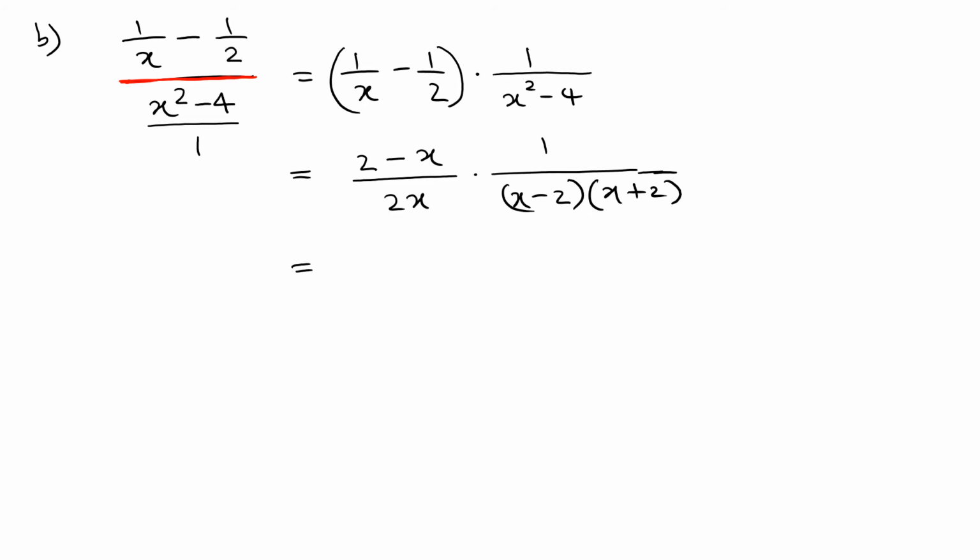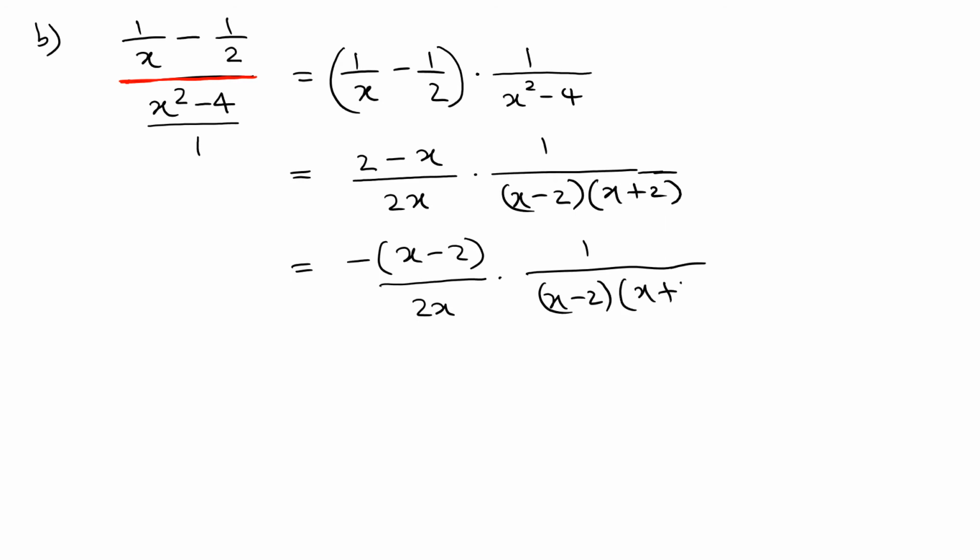So what we're going to do is pull a negative sign out. That means you can write this one as negative x minus 2 if you pull a negative sign out, and the bottom is 2x. Here we have 1 over x minus 2 times x plus 2. Now you can see that this term gets canceled. That's the only term you can cancel. So you're going to get negative 1 over 2x times x plus 2. That is the final answer for this problem.